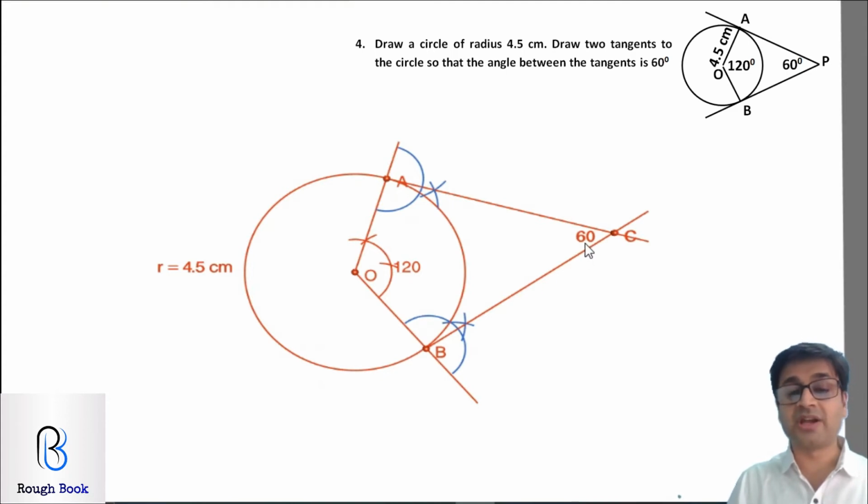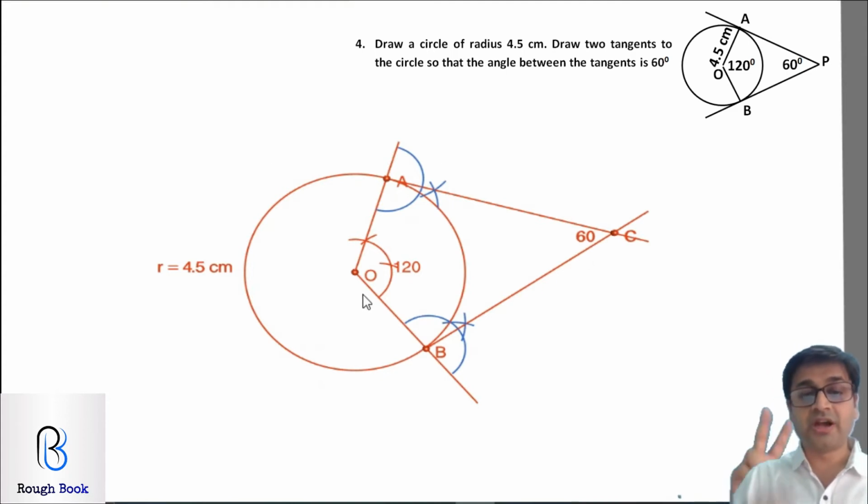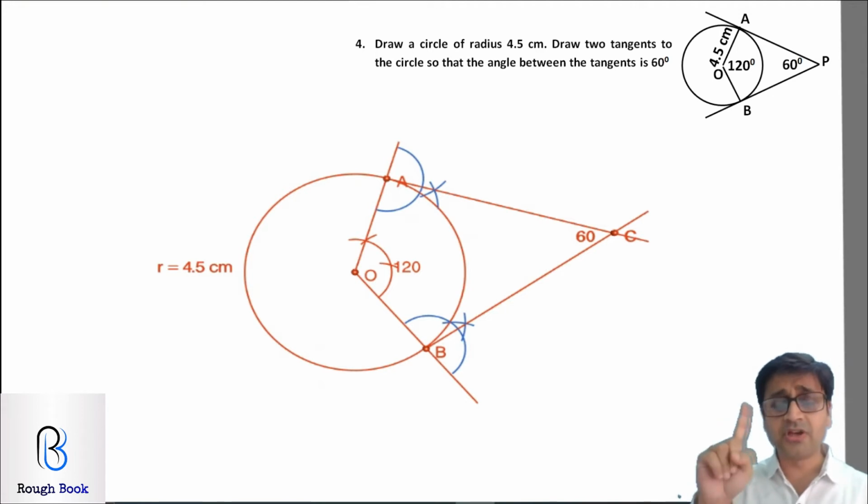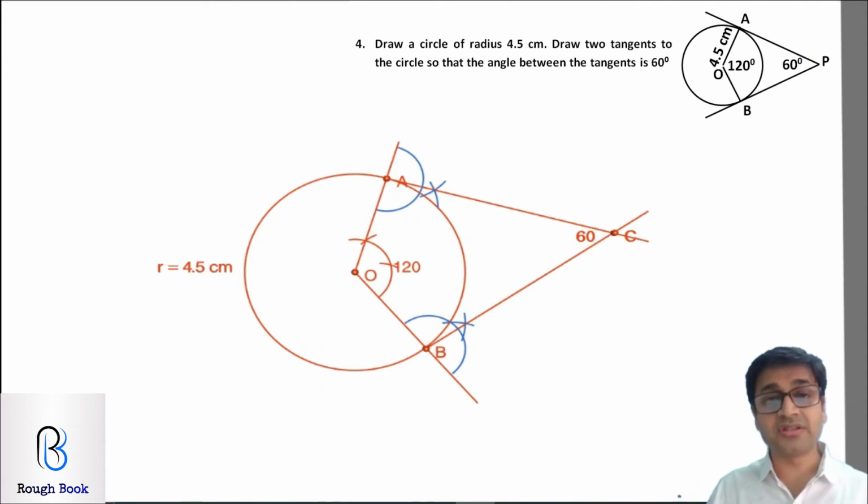So we managed to get our entire construction. So we understood the second part. First one was constructing tangents from a point outside the circle. Second one is constructing the tangents from the circle. So from a point on the circle, A, we constructed a tangent, and from B. So that is your second type which you can expect in the exam.